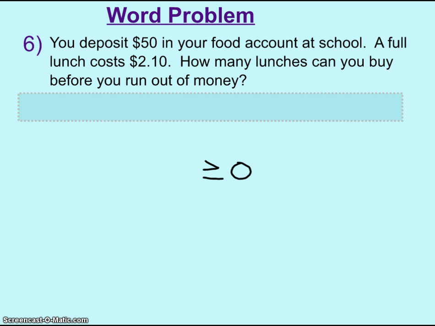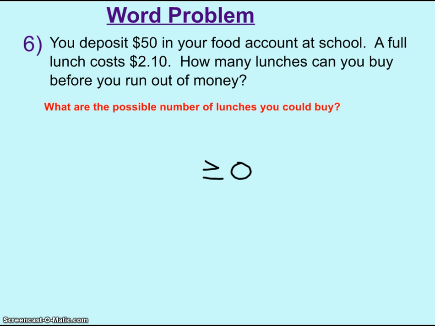So what they're really asking me to do is they are asking me, what are the possible number of lunches you could buy? So that's why I chose to do an inequality, because possible numbers gives me a range of values that I could be using instead of just one specific number.